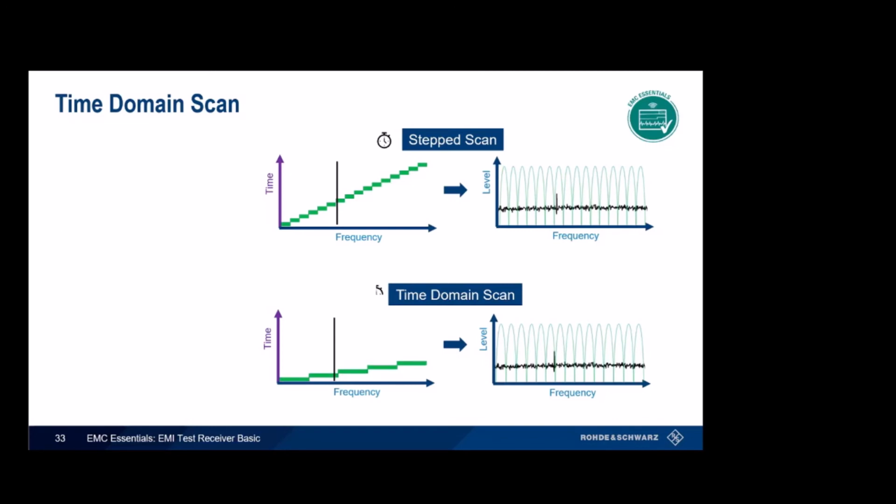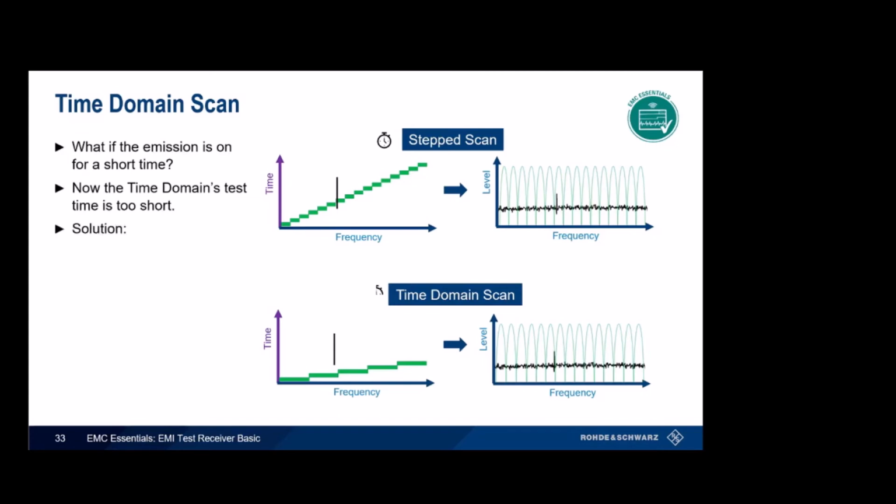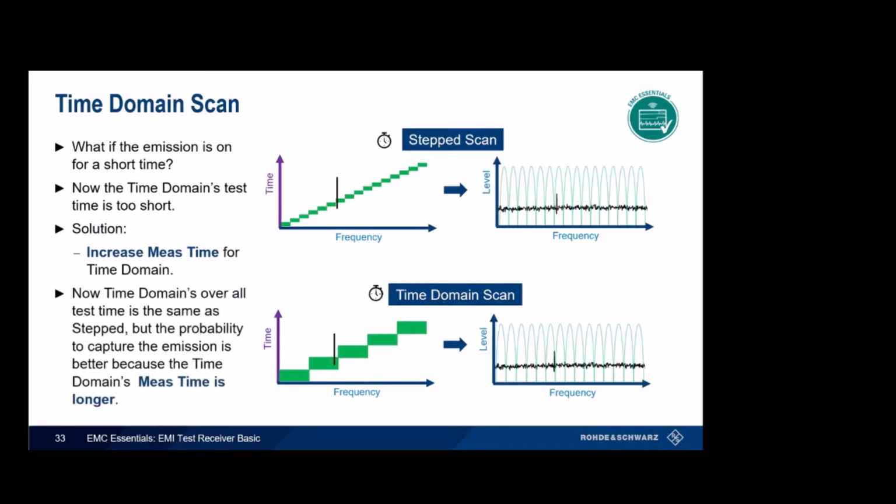What if the emission is for a short period of time? Now the time domain test time is too short to actually see it. So what is the solution? Well, we can increase the measurement time. If we increase the measurement time so it's the same length, now the time domain's overall test time is the same, but the probability of capturing the emission is actually better because our measured time per step is longer.